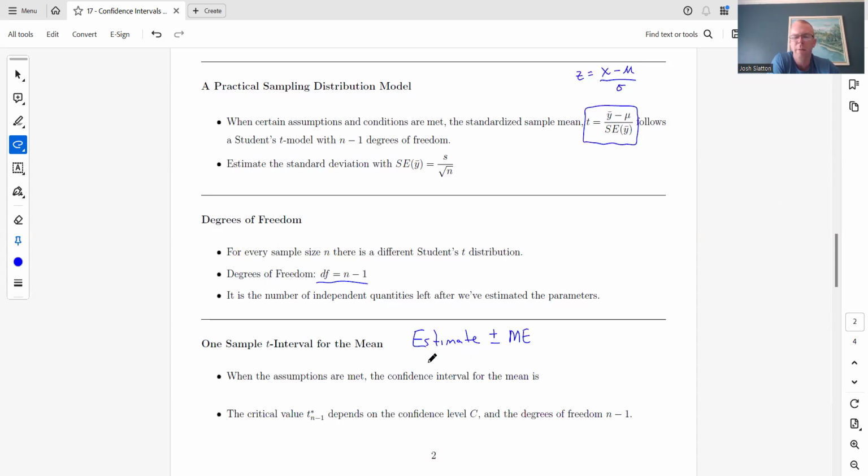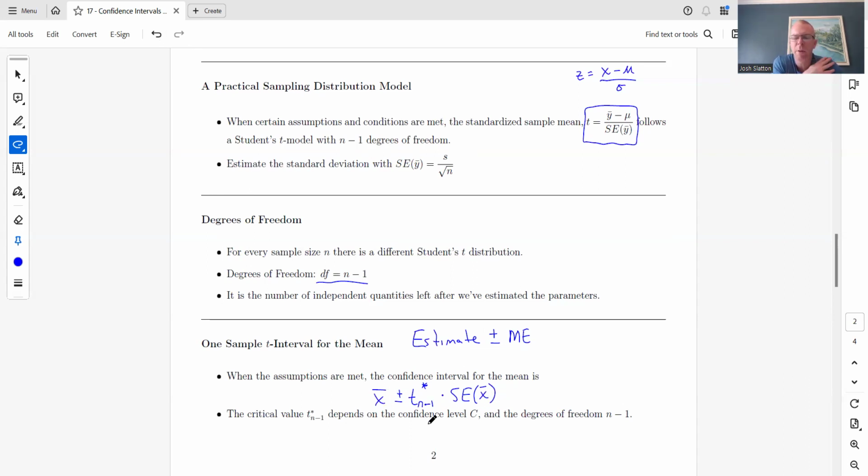So when the assumptions are met, the confidence interval for the mean is x bar, and it makes sense. In the last chapter, we used p hat, plus or minus z star. Now we are using t star, and t depends on n minus 1, the degrees of freedom, times the standard error of y bar. I guess we should use x again. I'm used to using x. But either way, x bar or y bar, it doesn't matter.